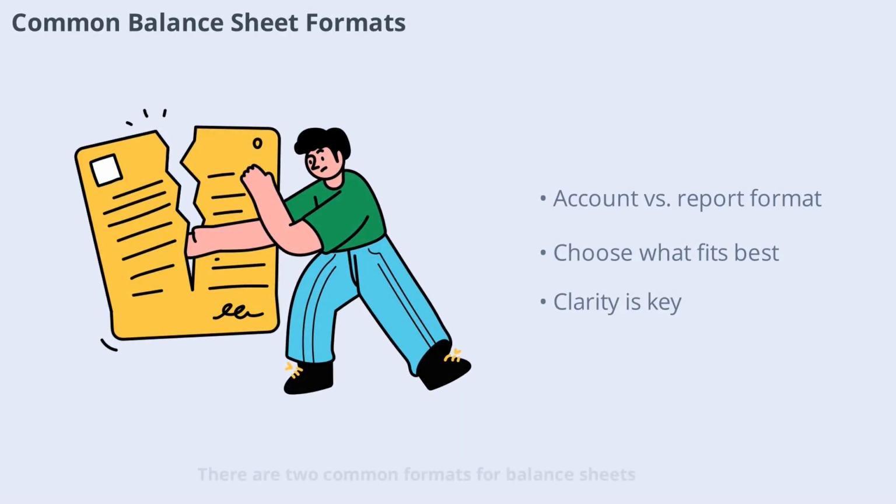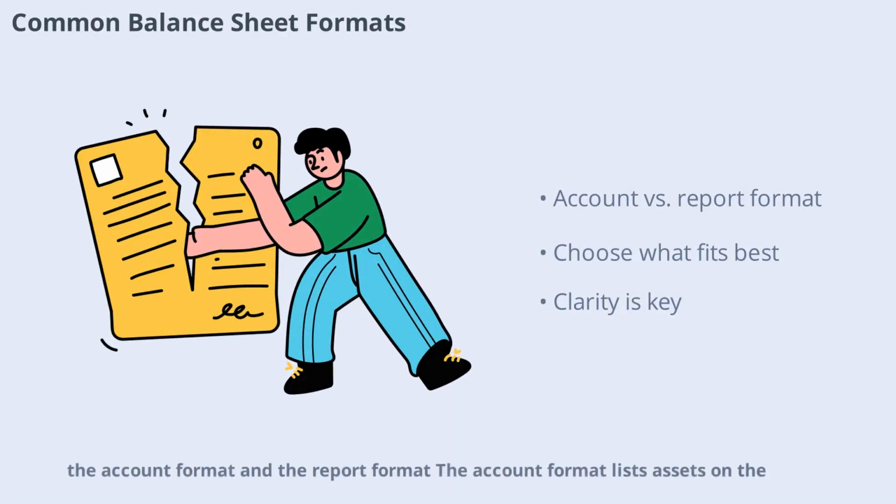There are two common formats for balance sheets: the account format and the report format. The account format lists assets on the left and liabilities plus equity on the right. The report format lists assets at the top, followed by liabilities and equity below. Choose the format that best suits your needs and makes your financial information easy to understand.